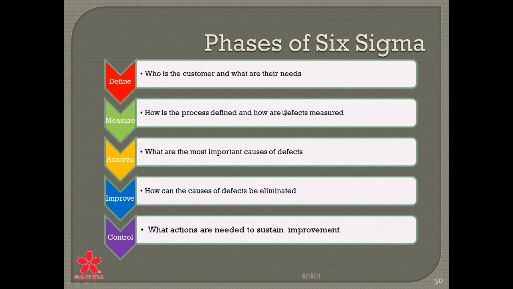So at the NSH last year, a lab from Canada measured their chatter in their GI biopsies, and they found that it decreased by about 10% after their measurements, and that's really nice. So analyze what the most important causes of the defects are, improve: how can causes of defects be eliminated, and control: what actions are needed to sustain the improvement, and that's also really important. So this is also an ongoing process.